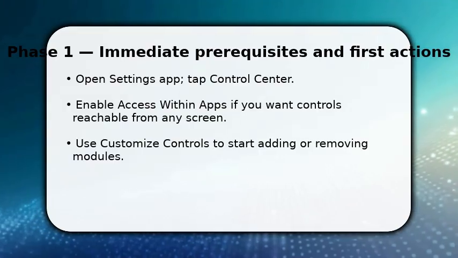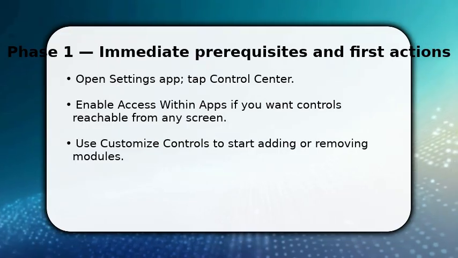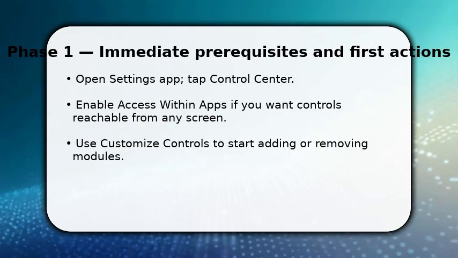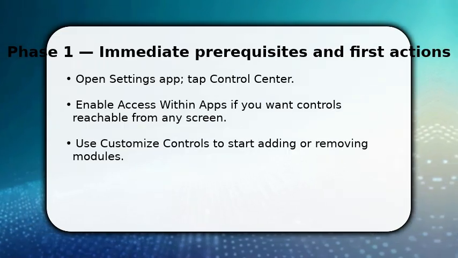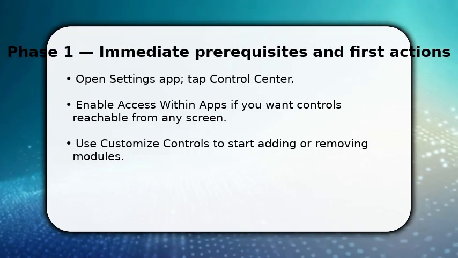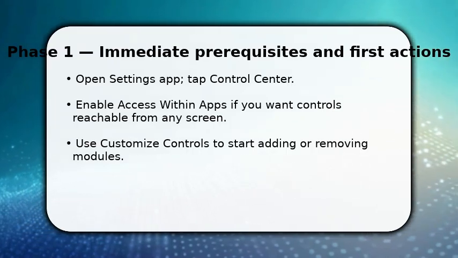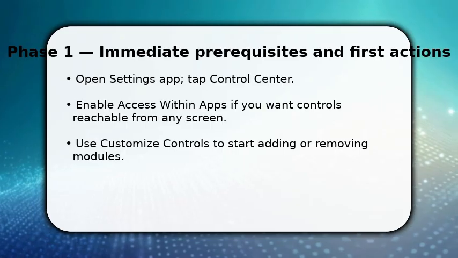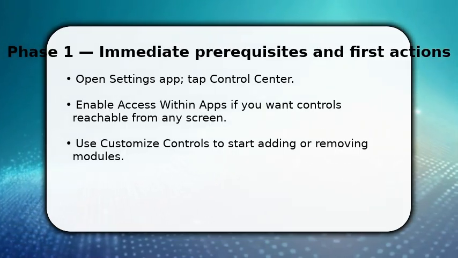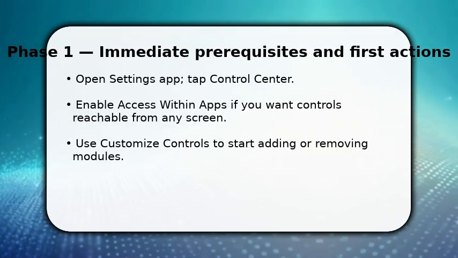You start by opening Settings and tapping Control Center. This is where you actually edit what appears. Once there, make sure access within apps is enabled if you want controls available everywhere, and then tap Customize Controls to see the current list. You'll see included controls at the top and more controls below. This division matters because included items show immediately, whereas more items must be added.